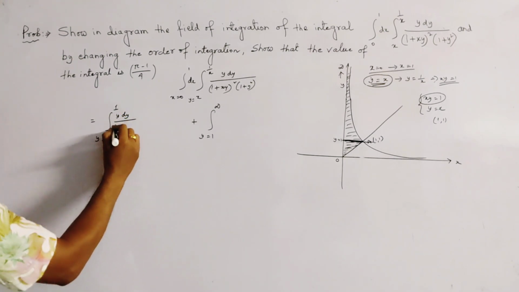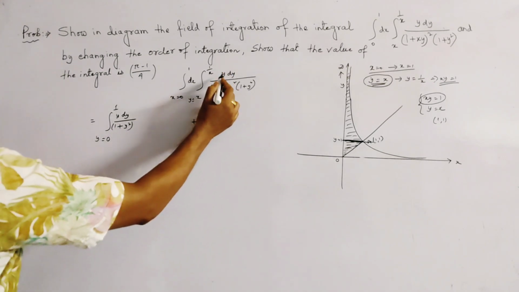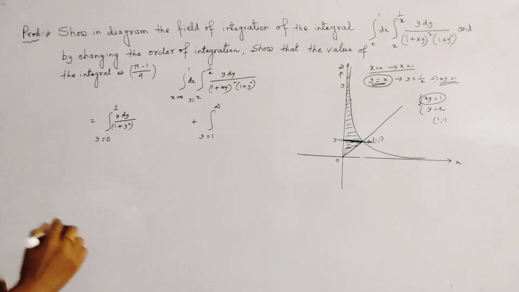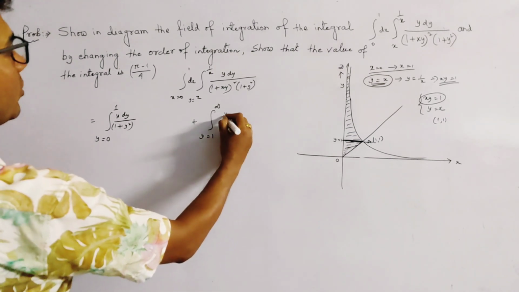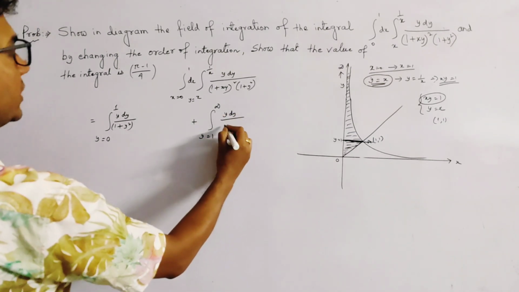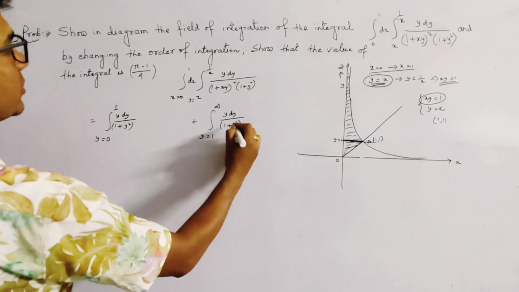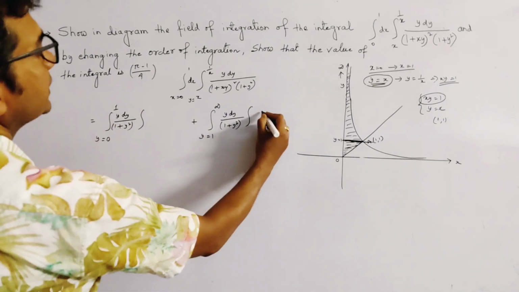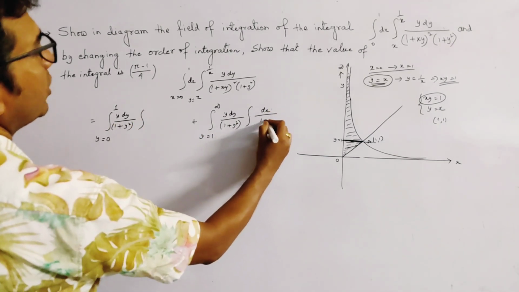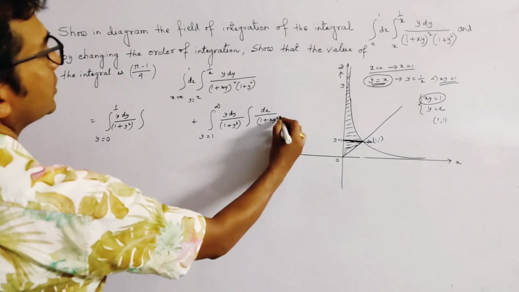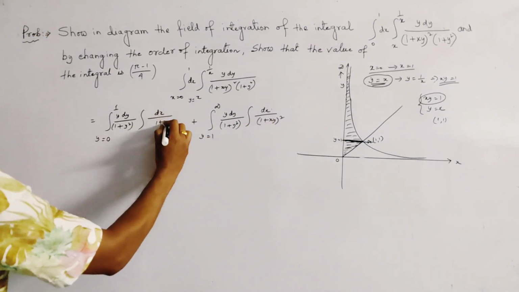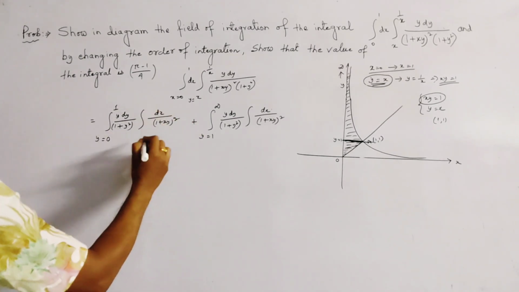We first write the integration of y, and here we write y dy by 1 plus y square, because this term y by 1 plus y square dy is independent of x, and we also write here y dy by 1 plus y square. And the second is dx by (1 plus xy) whole square, this is also dx by (1 plus xy) whole square.